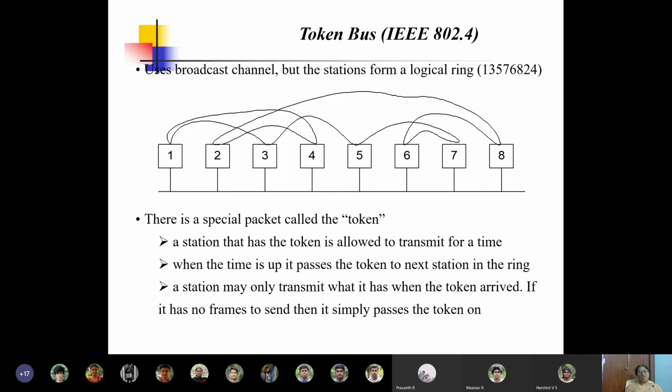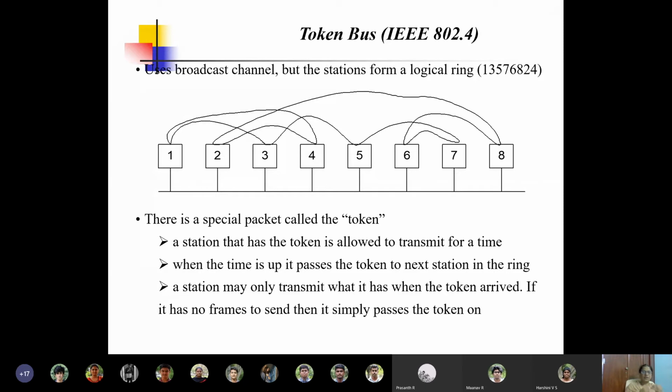Now, what we are seeing is the functionality of medium access. In case all the stations are connected by means of token bus, how does a station acquire the channel? Say in a LAN there are 8 stations. How does a station know that it can transmit at a particular time? So you see here there are 8 stations, and whichever station possesses the token is allowed to transmit.